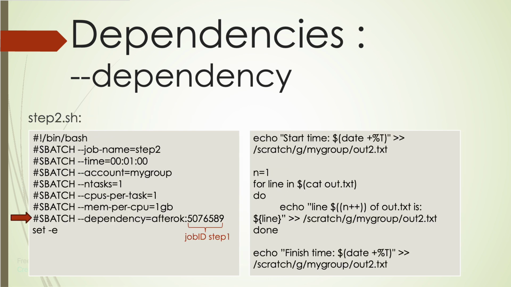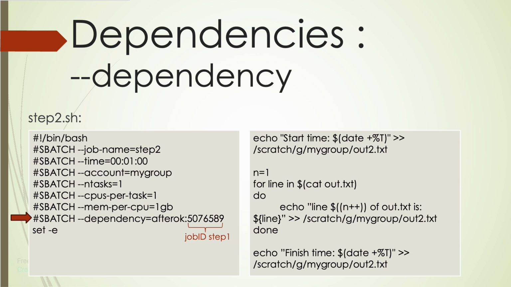This is the code of step 2. To the left, we have the header, and to the right, the instructions. This script should also complete with no errors. It prints the start time to a new output file called out2.txt, then reads each line from the output file of the previous step, adds some additional strings to each line, and prints that information into out2.txt. Finally, it prints the time when the script finishes running.